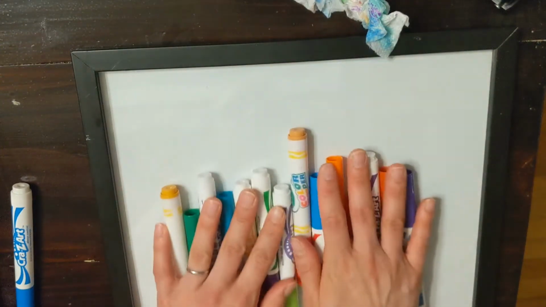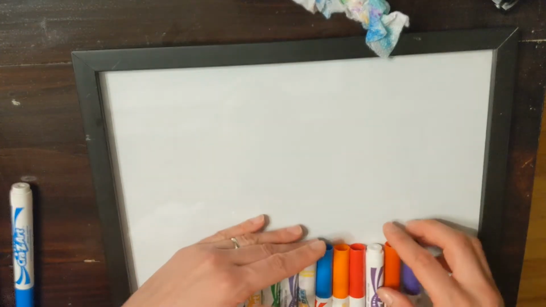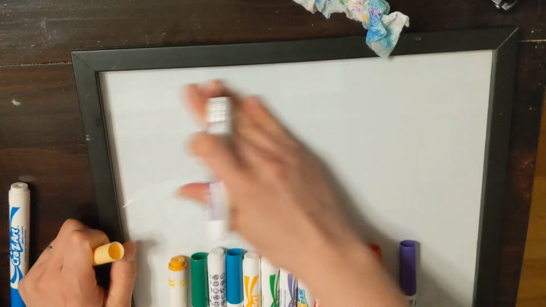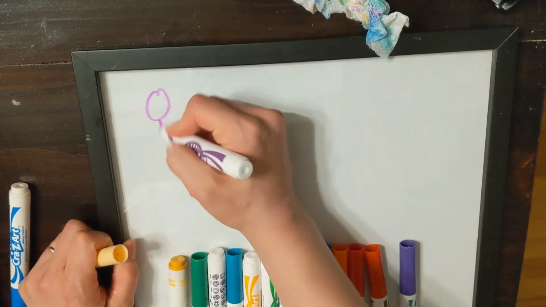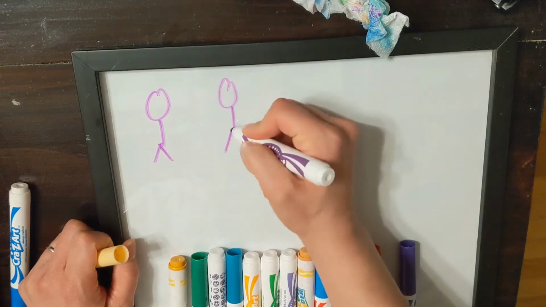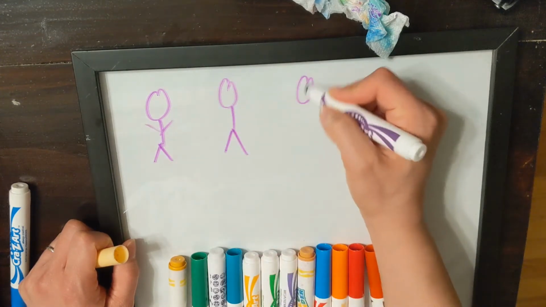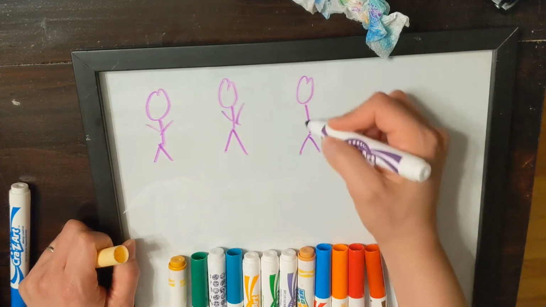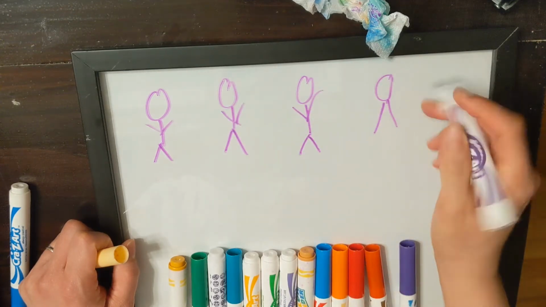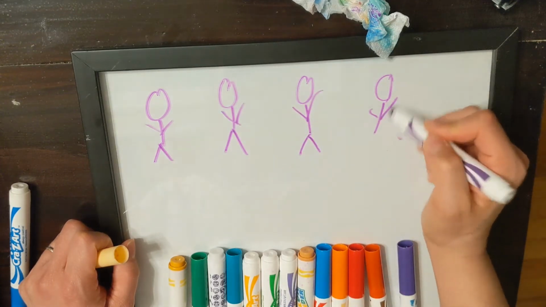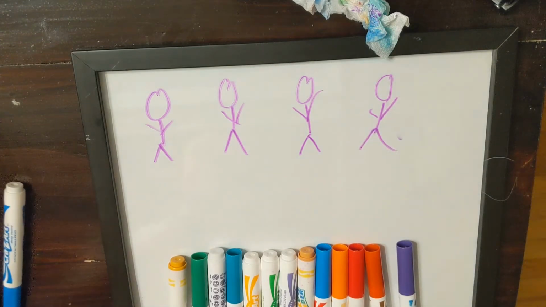So today, with our markers, we're gonna pretend we're back at school, or we're gonna pretend that you have three brothers and sisters. So we're gonna have four friends. One friend, two friends, three friends, four friends. A person is missing legs. All right, we have four friends here.